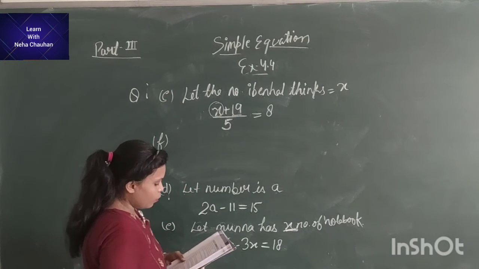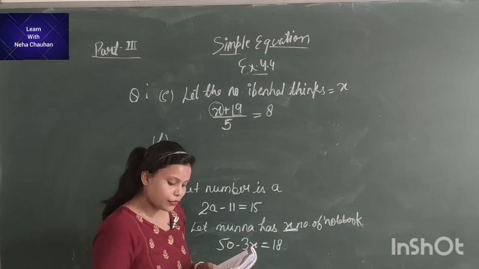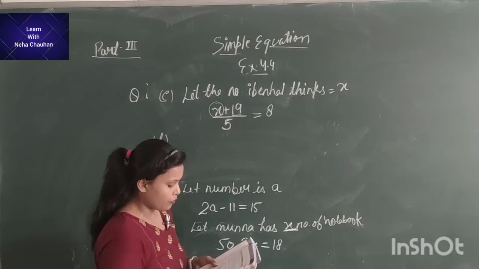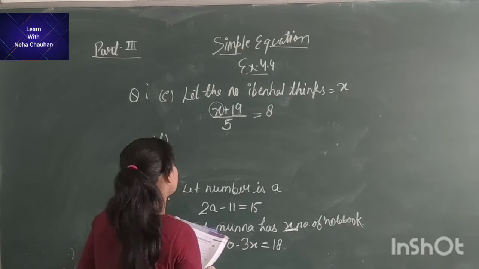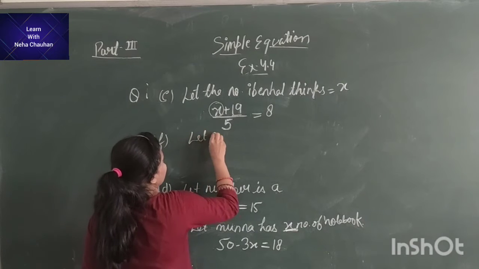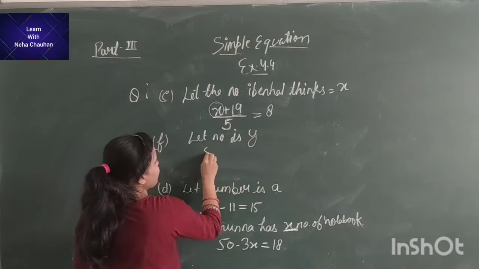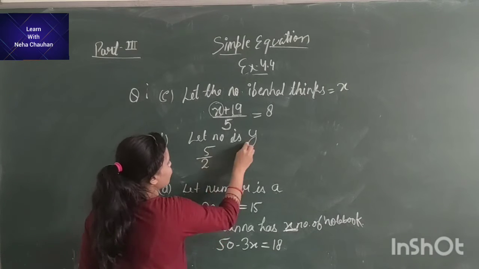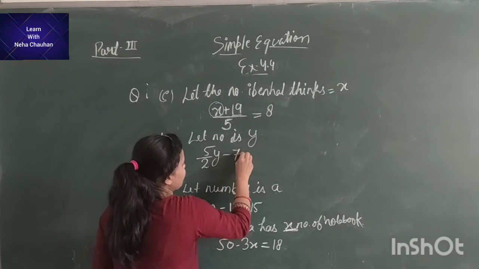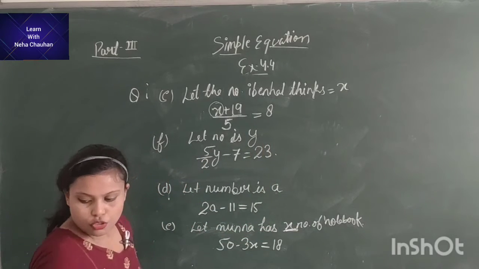Anwar thinks of a number. If he takes away 7 from 5 by 2 of the number, the result is 23. So this is very simple. Let the number be y. If the number is y, we have 5 by 2 of the number minus 7, which gives 23. Okay, so you can solve it.